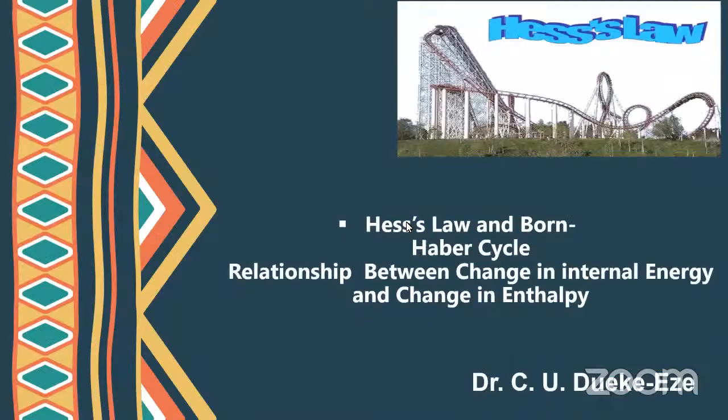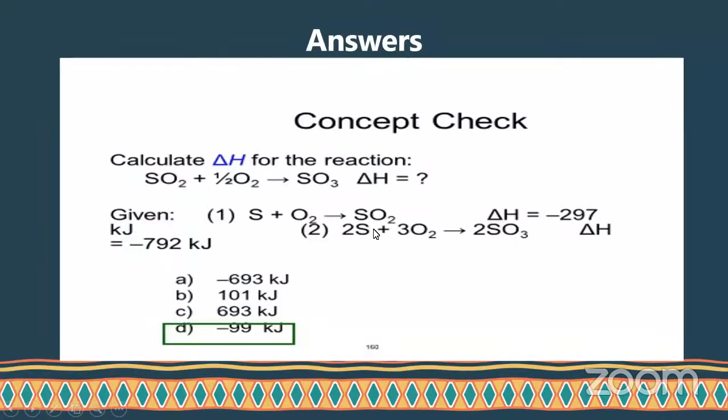So it's going to be 2 moles of sulfur divided by 2 plus 3 moles of oxygen divided by 2 to give us 2 moles of sulfur 4 oxide divided by 2, and the enthalpy change, which is minus 792 divided by 2. Quickly give me the answer. Let's look at what we have on the chat box.